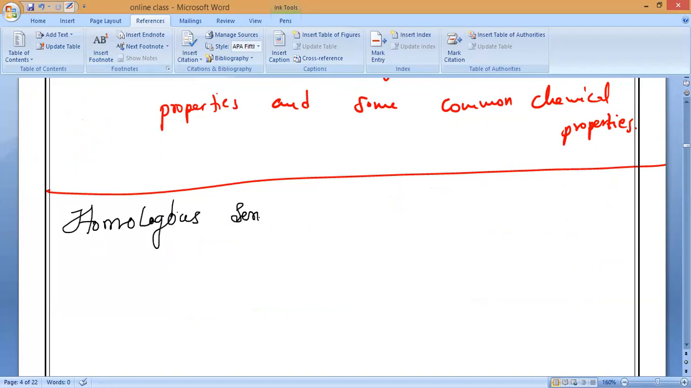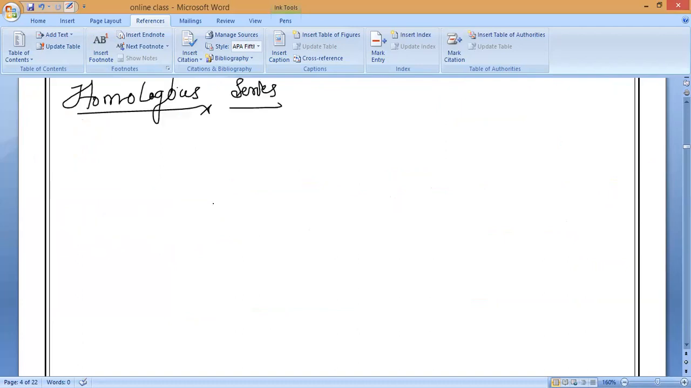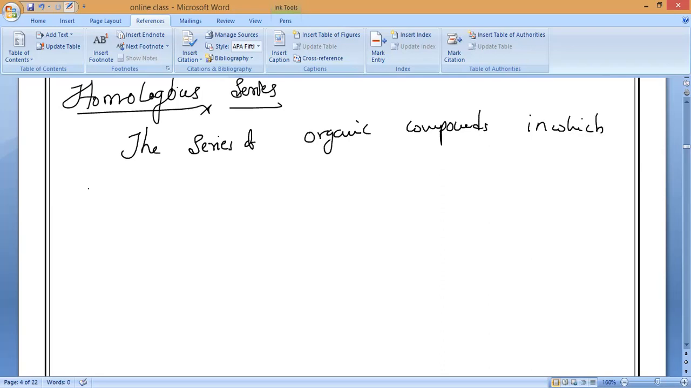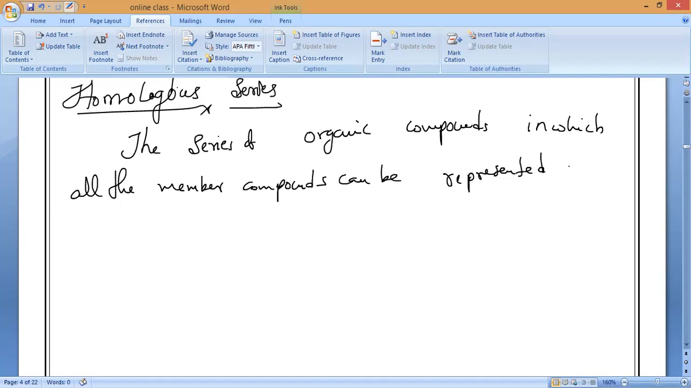Homologous series. Now, write the definition. The series of organic compounds in which all the member compounds can be represented by same general formula.